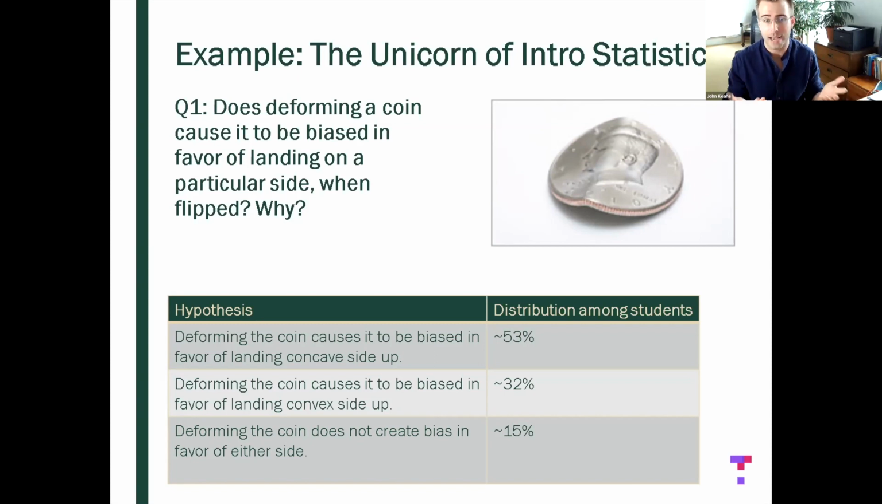About half of the class thought that something going on with the physical properties of coin flipping, once you deform or bend it, would make it biased in favor of landing concave side up. Moreover, we asked a couple other Top Hat questions.